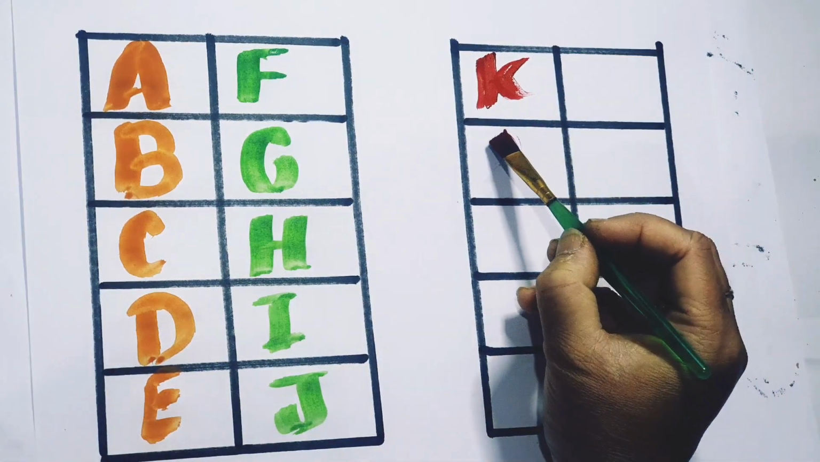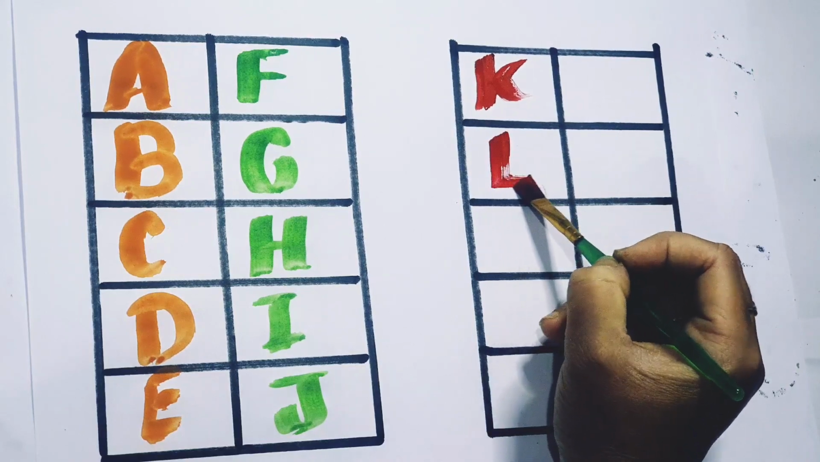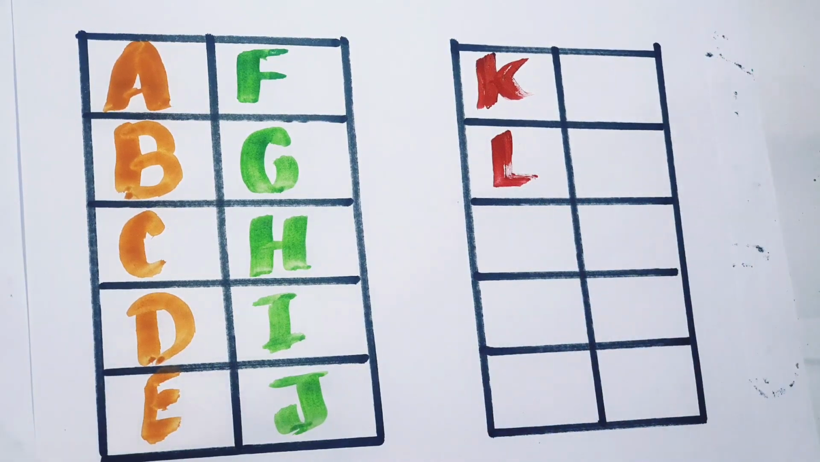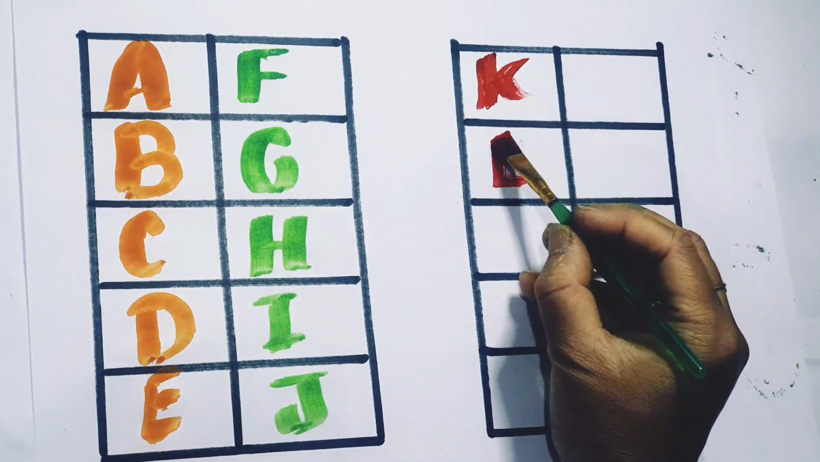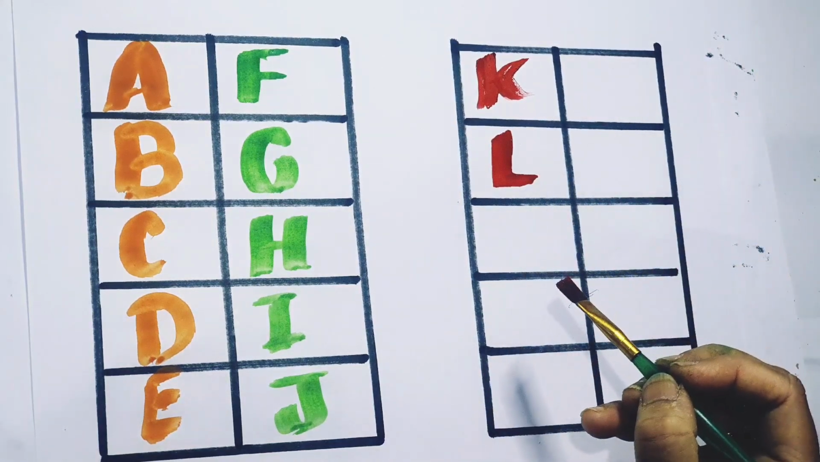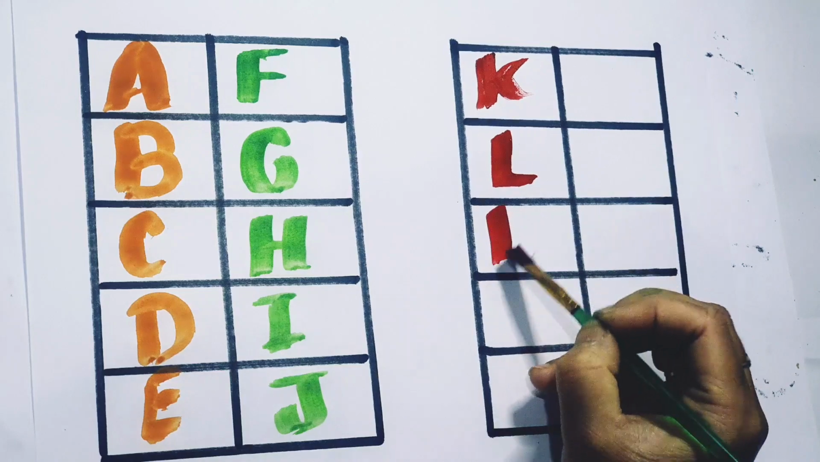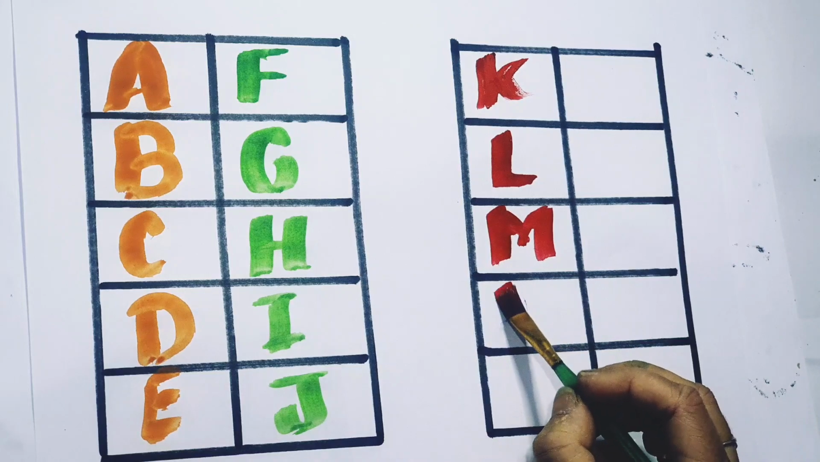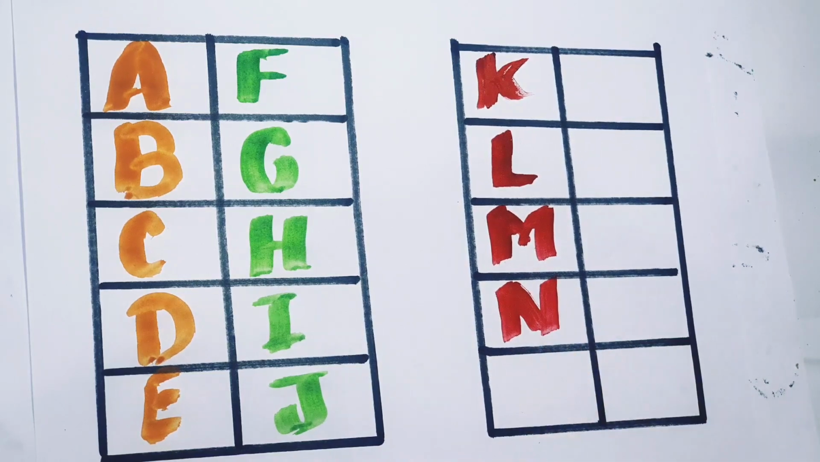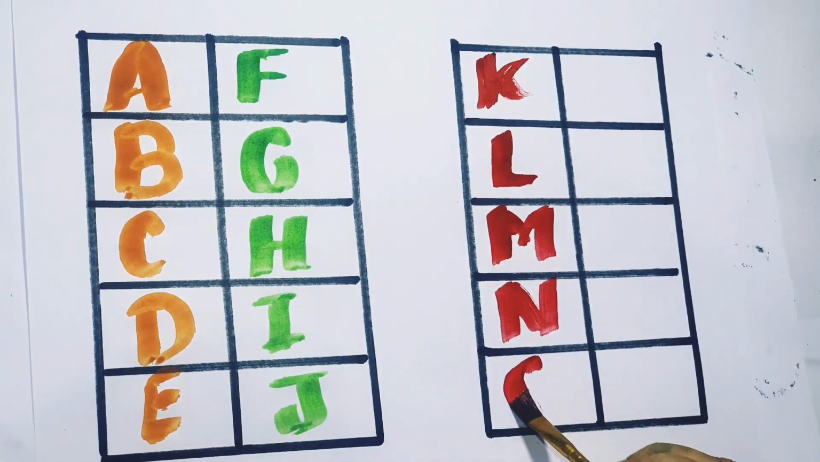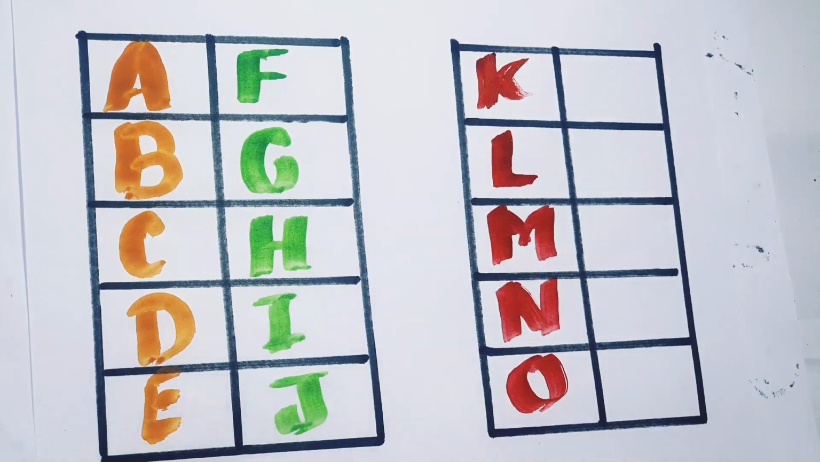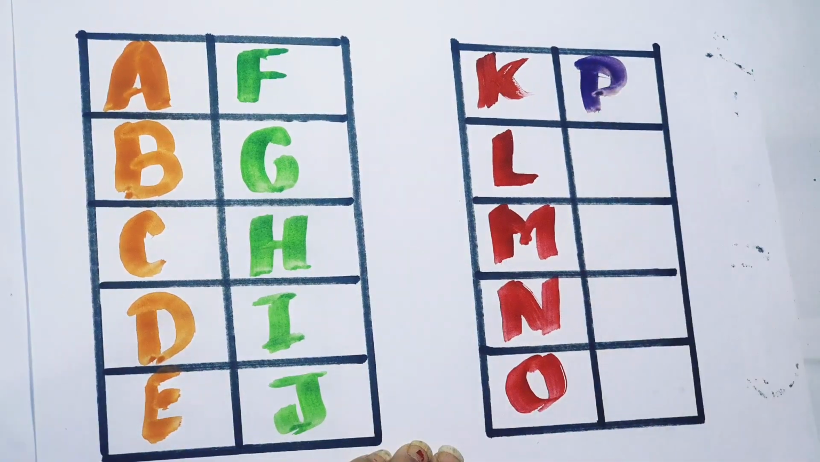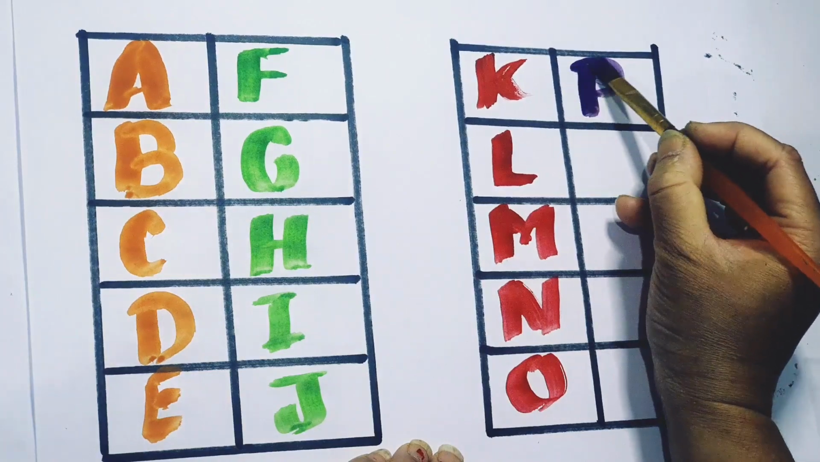K for king. L for lime. M for mango. N for nose. O for owl. P for piano.